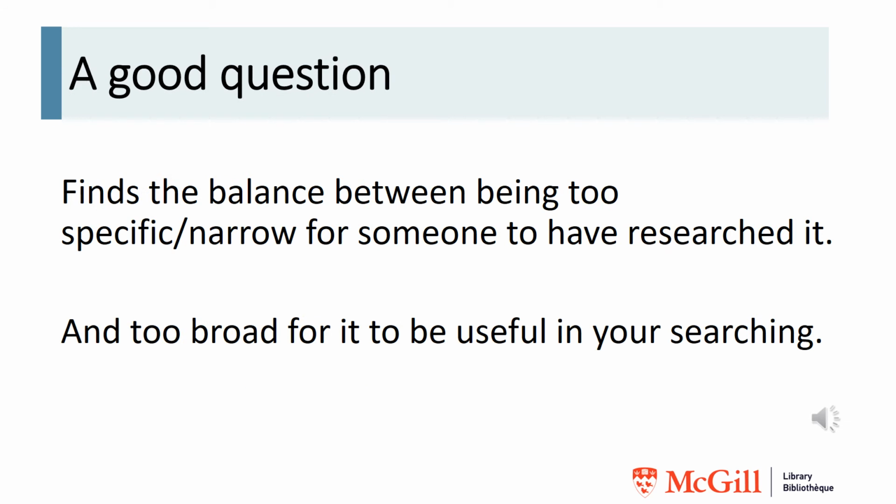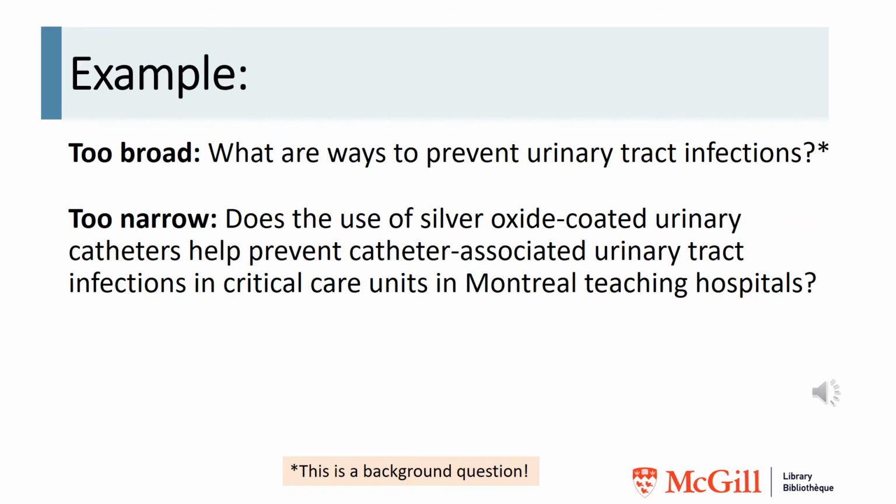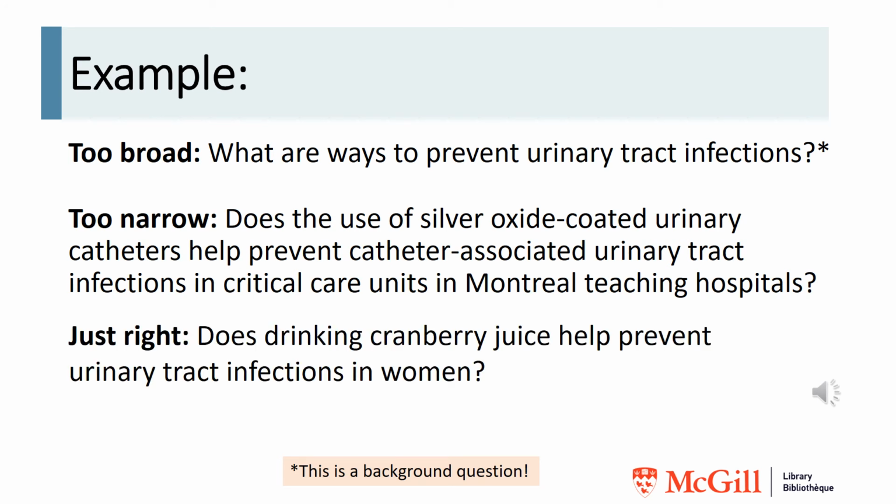A good question finds the balance between being too specific or narrow for someone to have researched it, and too broad for it to be useful in your searching. So here are some examples of what might be too broad or too narrow. The question, what are ways to prevent urinary tract infections, is quite broad. It also happens to be a background question. If you need a refresher on what background questions are, watch video 1 again.